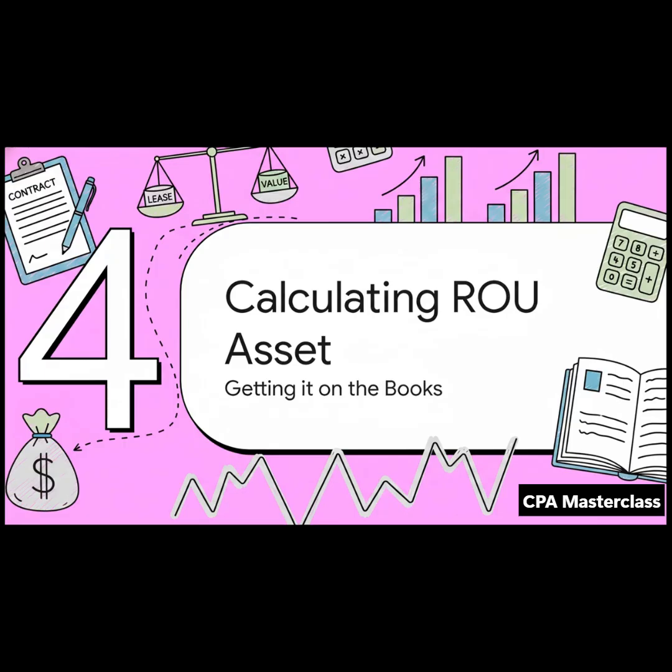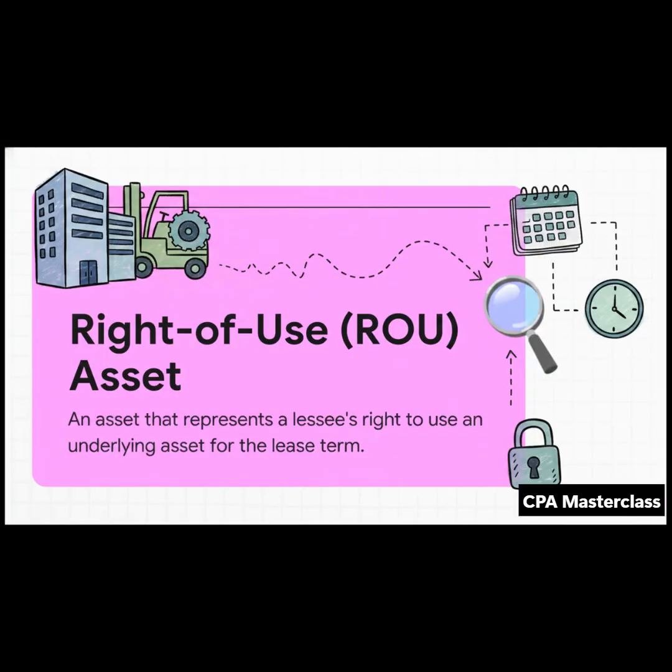And that means we need to calculate its value, which is something called the right of use asset. So what on earth is a right of use, or ROU, asset? Well, it's pretty much exactly what it sounds like. It's an asset that represents your right to use that piece of equipment or that building or whatever it is you're leasing for the entire lease term. It's the financial value of that control we just worked so hard to identify.